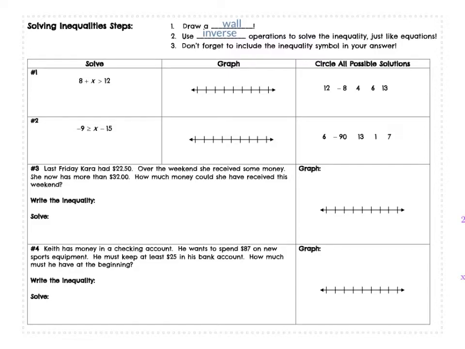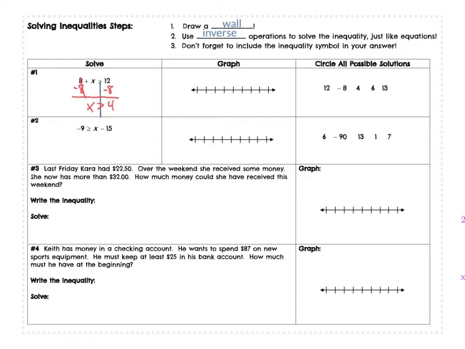So we always have to have our inequality symbol, we always have to have our variable, and we always have to have whatever our solution is going to be. So let's take a look at number 1. In number 1, I've got 8 plus x is greater than 12. So again, I'm first going to start by drawing my wall. And then I need to remember that I'm going to be using my inverse operations just like I would in equations. So I have a positive 8. The opposite of positive 8, or the inverse of positive 8, is negative 8. So I'm going to subtract 8 on both sides. I'm going to bring down my x, bring down my inequality symbol because that's very important. And then 12 minus 8 is 4. So now I've got the solution, x is greater than 4.